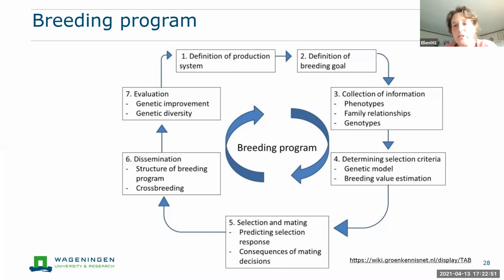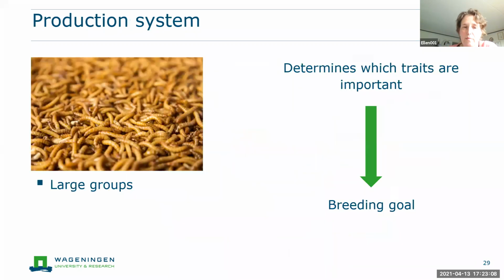I'm not going through all these steps, but I would like to highlight some of the challenges that we currently see when we are thinking of a breeding program in insect production. One of the challenges is the production system, because in commercial situations, insects are kept in very, very large groups. And it's very difficult to identify individuals in these large groups.